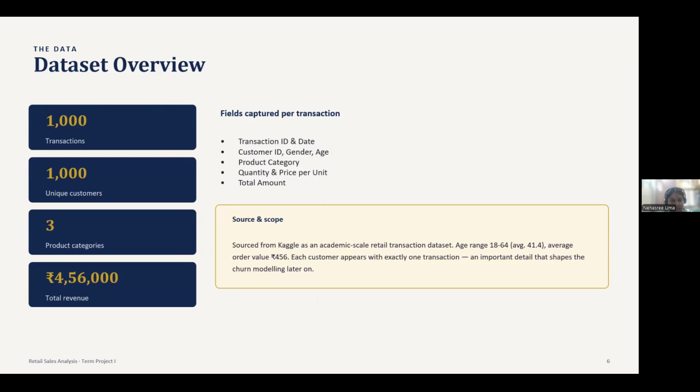Coming to the dataset, it is a retail transactions dataset downloaded from Kaggle. 1,000 transactions, each from a different customer, so 1,000 unique customers in total. Each row has a transaction ID, date, customer ID, gender, age, product category, quantity, price per unit, and total amount. Total revenue across the dataset is about 4.56 lakhs, and average order value is 456 rupees. The customers range from 18 to 64 years old. One detail that matters a lot for later, that is, every customer here appears exactly once. There is no repeat purchase history in this dataset.